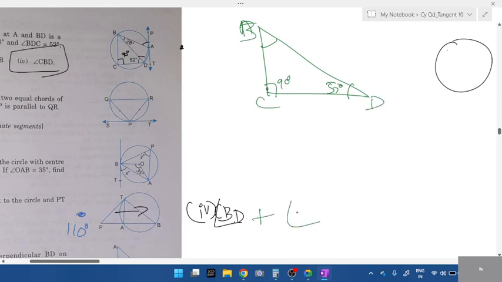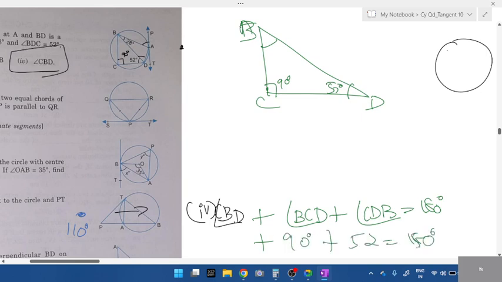Angle CBD plus angle BCD plus angle CDB is equal to 180. Angle CBD plus 90 plus 52 degrees is equal to 180. Just solve this, and at last you'll get angle CBD. What is CBD? 180 minus 142 is 38 degrees. Yes, 38.